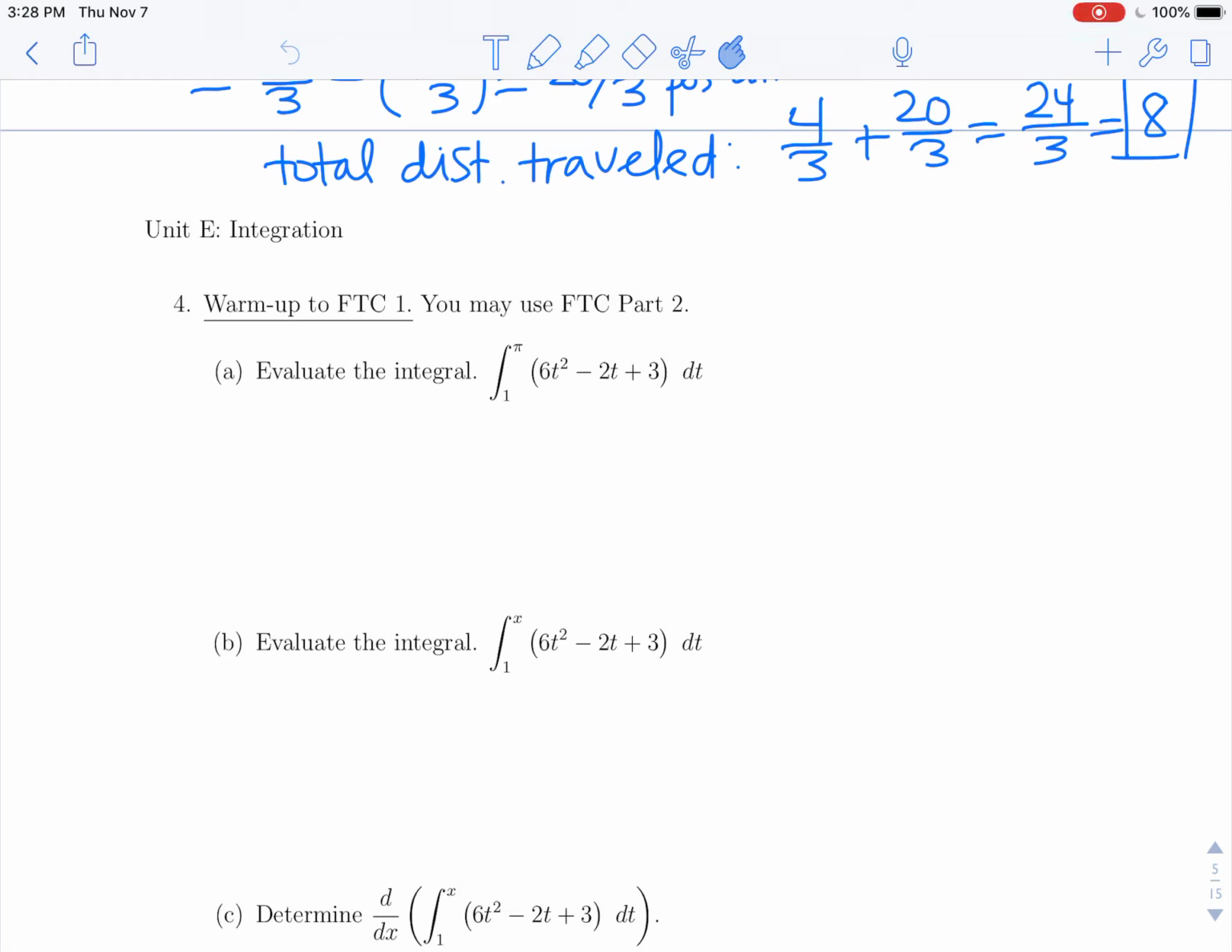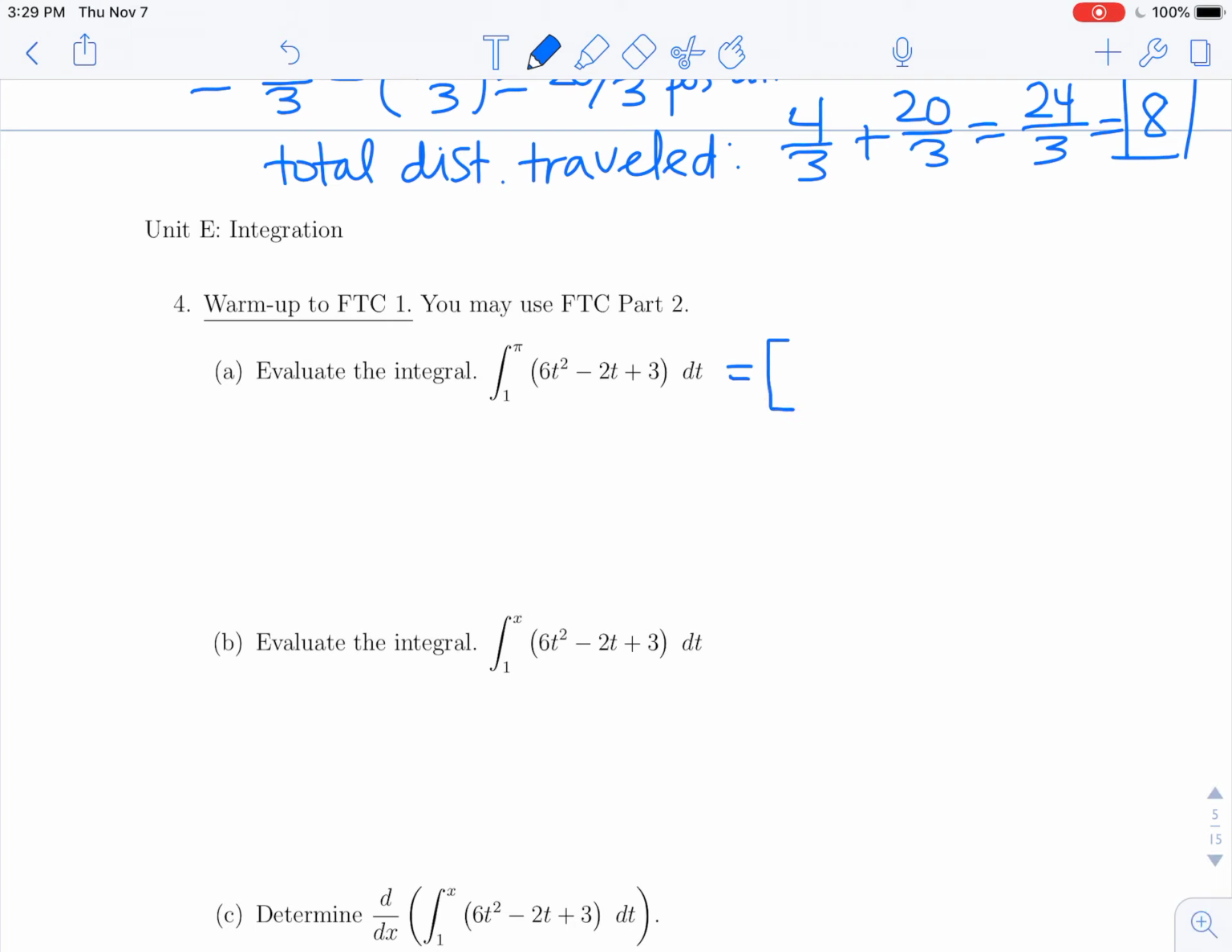Number 4, warm up to FTC 1. You may use FTC Part 2. Part A says evaluate the integral, and it's the definite integral from 1 to pi of 6t squared minus 2t plus 3 dt.